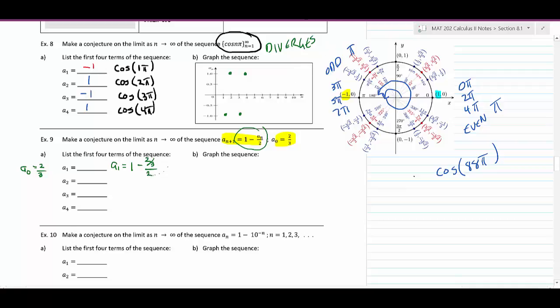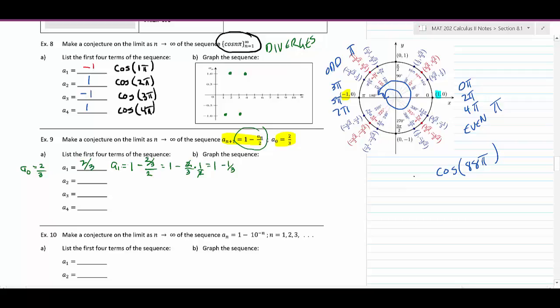Okay, so that's over 2. So that's going to be 1 minus 2/3, and if you're dividing by 2, you're just multiplying by 1/2, like that, okay? So that would end up being 1 minus 1/3, so that's going to end up being 2/3. Interesting, it just turned out to be the same thing, okay?